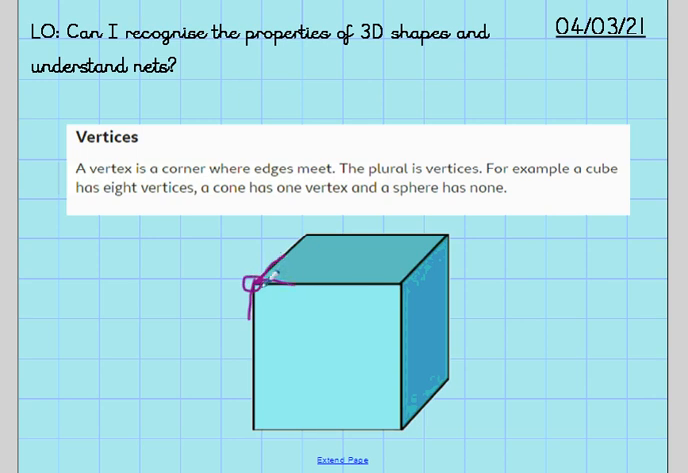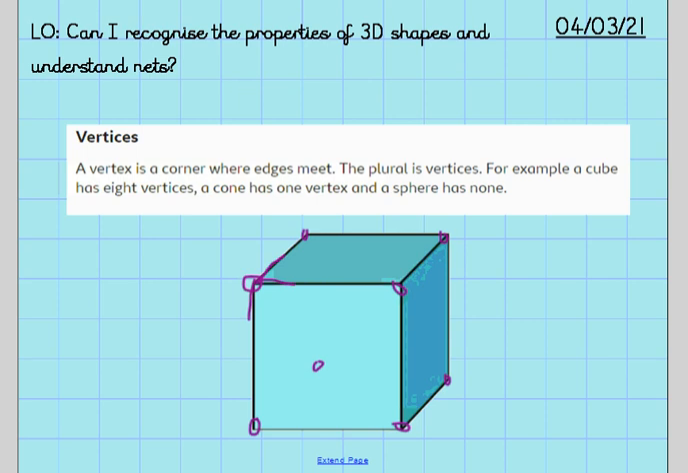So they are the corners where the edges meet. So we've got 1, 2, 3, 4, and then we can see 5, 6, 7, and we know there's going to be one back in there, 8. So vertices are where the edges meet, and they create that spiky corner. Some shapes might not have any, so a sphere has no vertices at all.